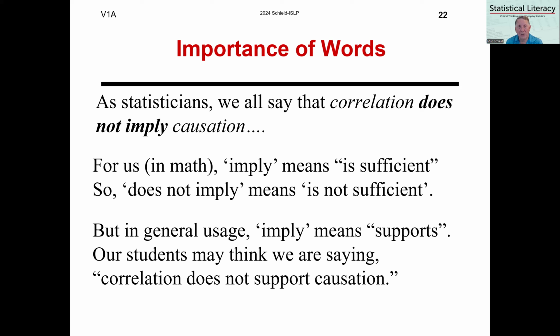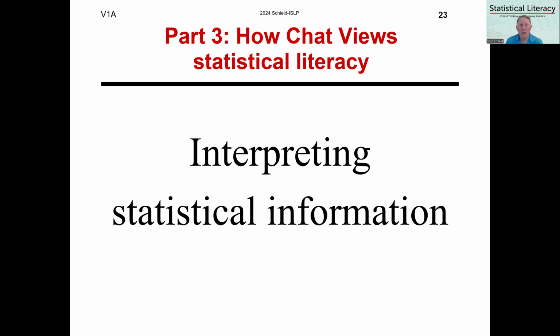As human beings, seeing correlations, connections, associations, that's how we develop our knowledge. Our knowledge of causation. How can they be saying that? I don't understand. Again, the importance of words, the importance of communication. Now I want to switch to another element of statistical literacy according to Chat, and that's interpreting.